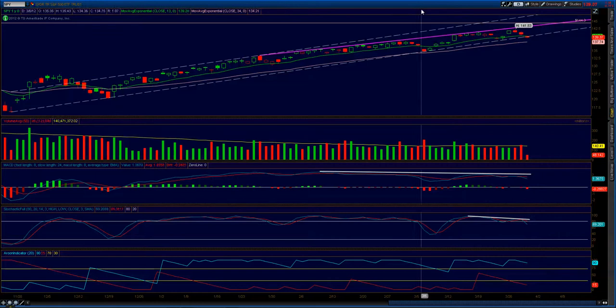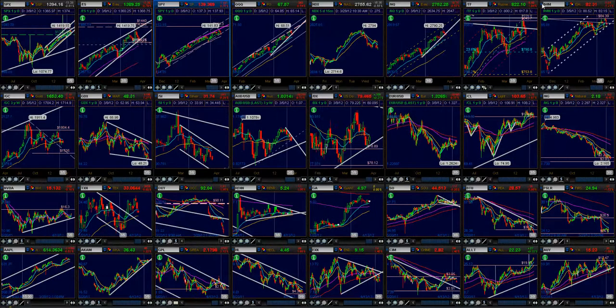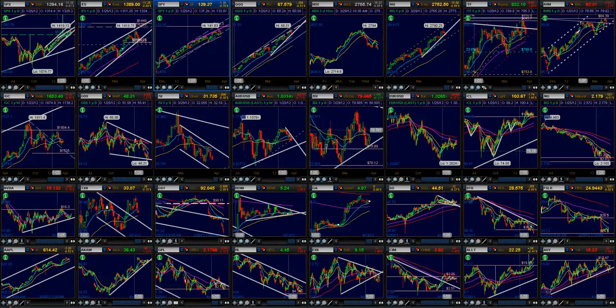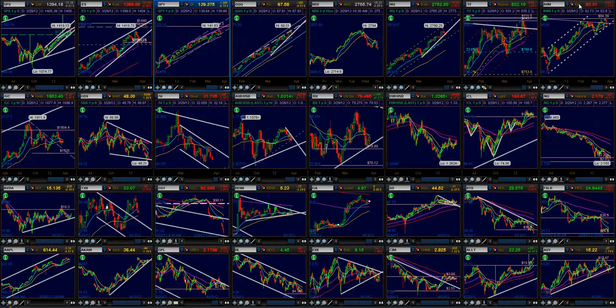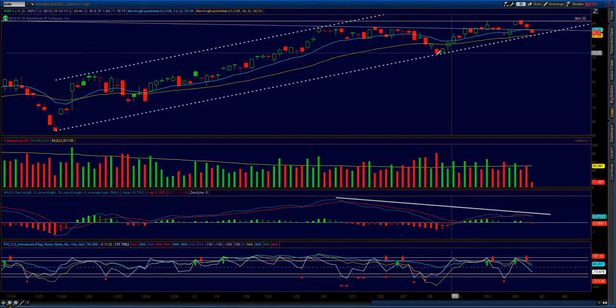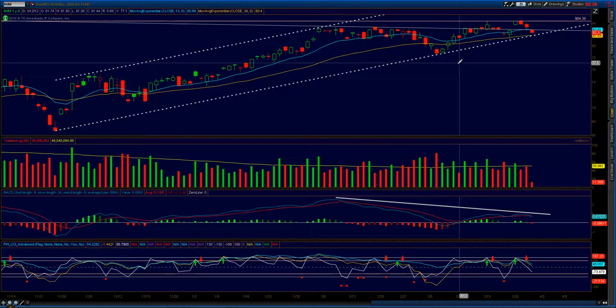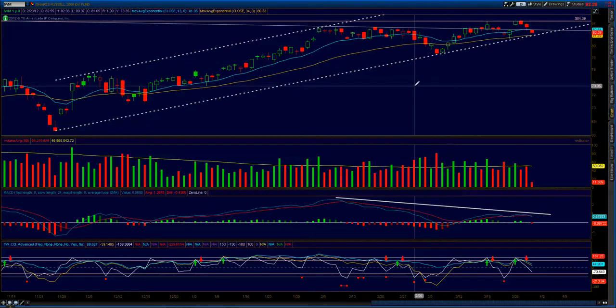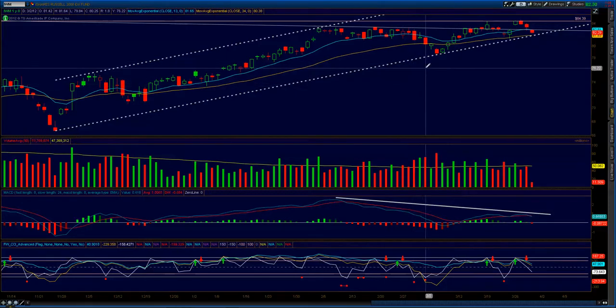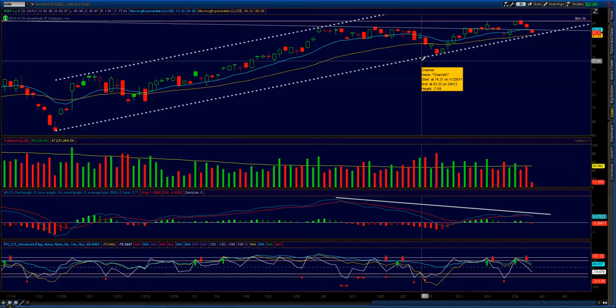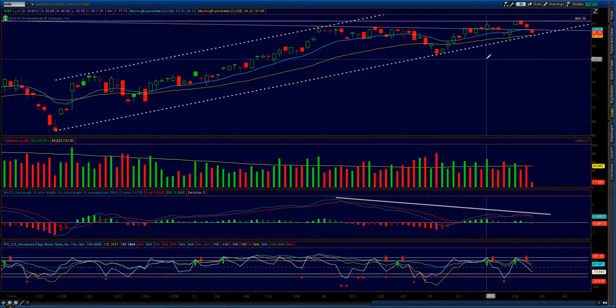Also, let's look at what's going on in the IWM. The IWM is the ETF for the Russell 2000. So you've got small caps, small capitalized companies. And this ETF follows the Russell 2000, which means that it's 2000 of the small caps.